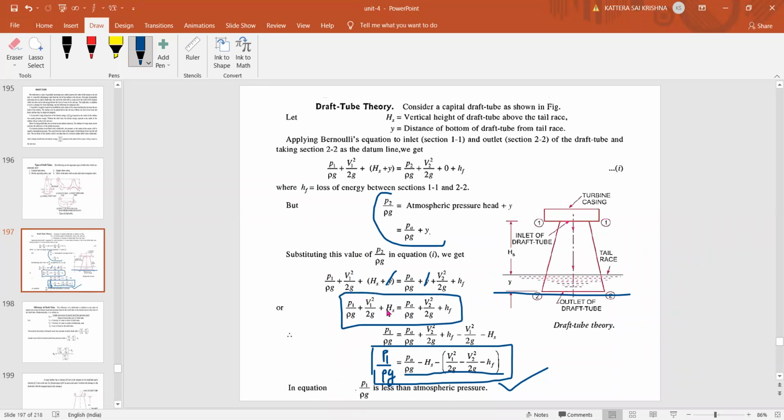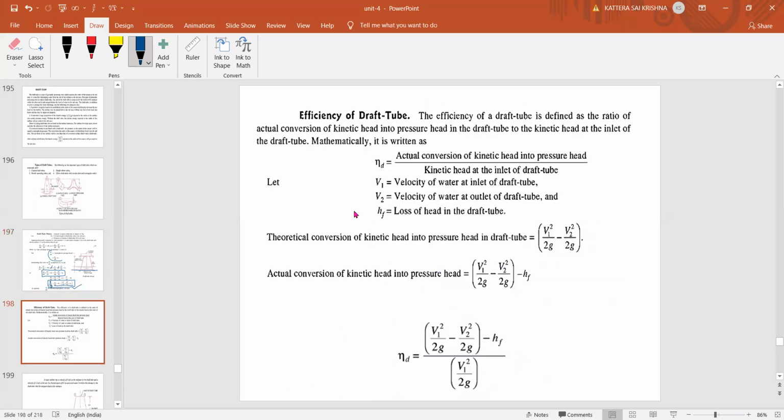So already we know, since Y and Y get cancelled, P1 by rho g plus V1 square by 2g plus HS is equal to PA by rho g plus V2 square by 2g plus HF. Okay. Right. So now we understood P1 by rho g will always be less than the atmospheric pressure inside the draft tube. Okay.